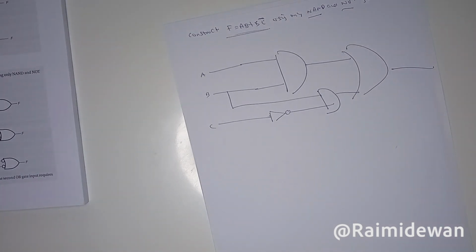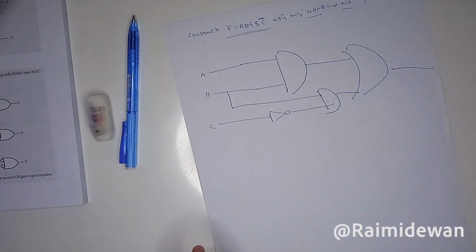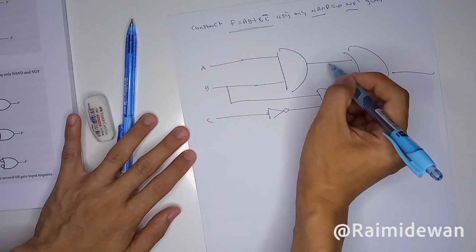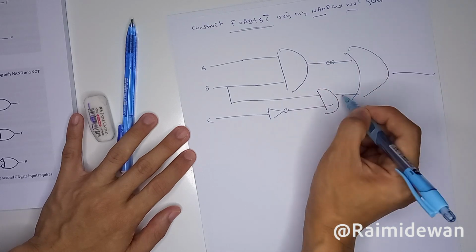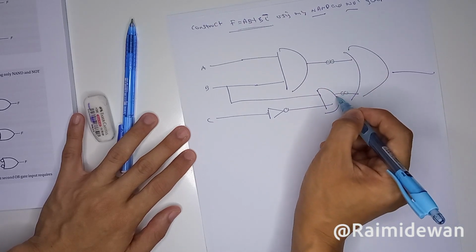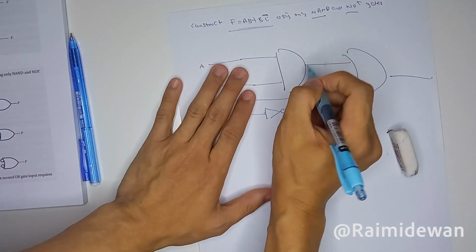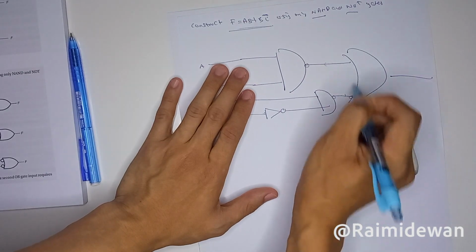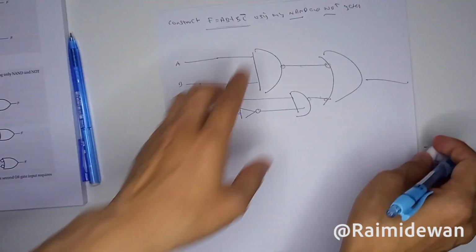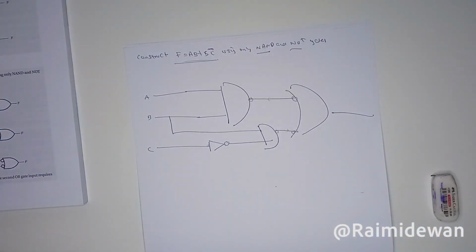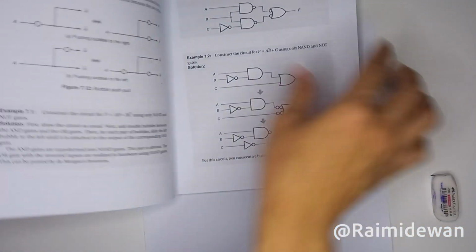So simple. Okay, so what we can actually do, just like I told you guys, we can introduce bubbles. Then the bubbles go to here, each of them, and then you will have this one. Okay, so finished. So this is with NAND and NOT gates. I think it's quite simple. You guys can try this at home.